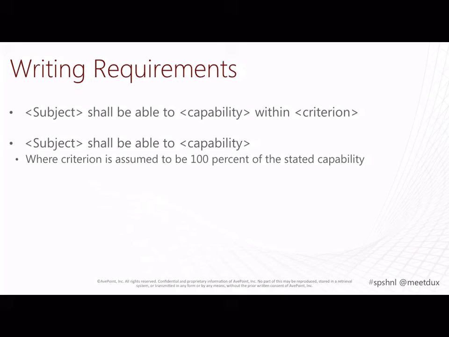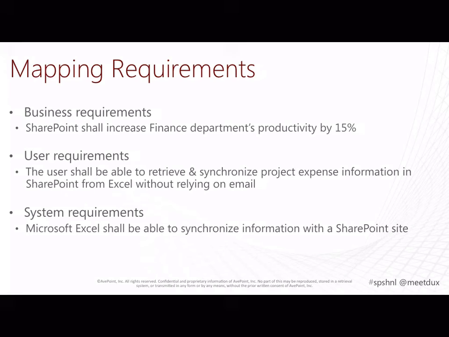So if I dissect the requirements I had earlier, SharePoint shall increase finance department's productivity by 15%. Subject, SharePoint. Capability, increase productivity. What's the criteria? 15%. Y'all with me? User shall be able to retrieve and synchronize project expense information in SharePoint from Excel without relying on email. What's the subject? User. Capability, retrieve and synchronize expense information in SharePoint from Excel. What's a limitation or constraint or criterion? Not use email.